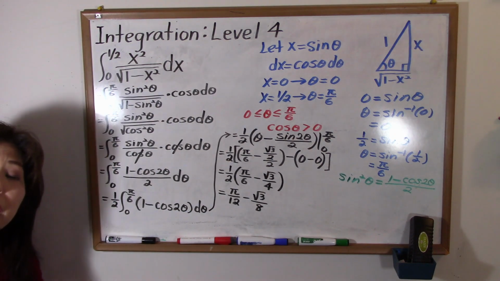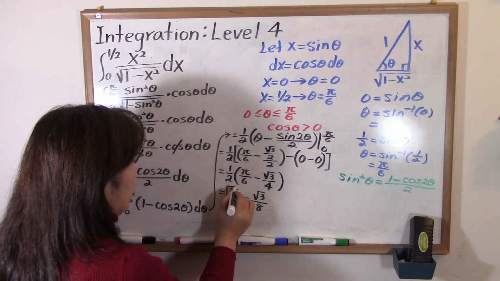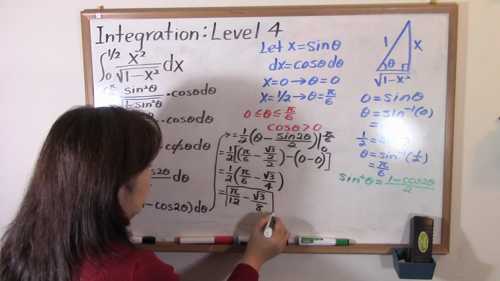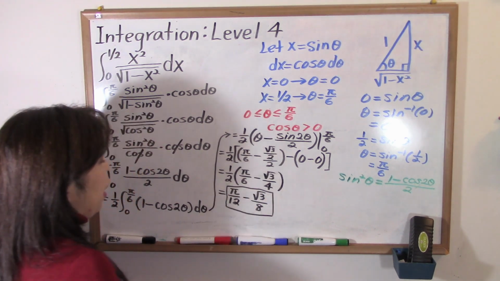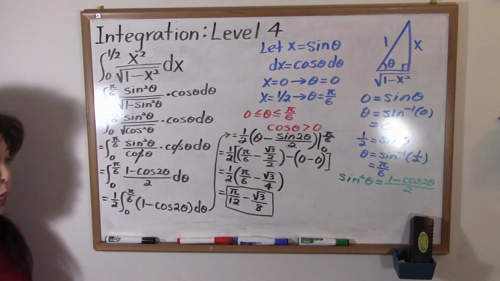So that's it. This is the answer: pi over 12 minus square root of 3 over 8.